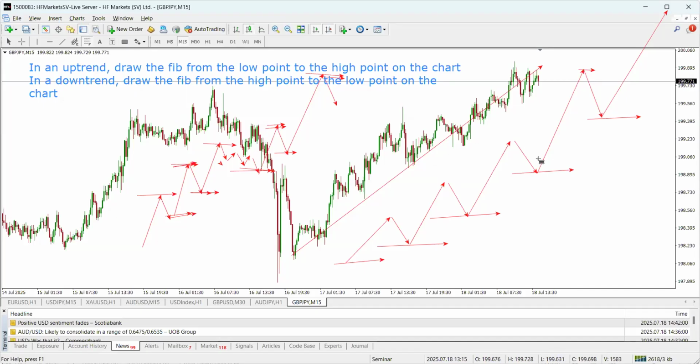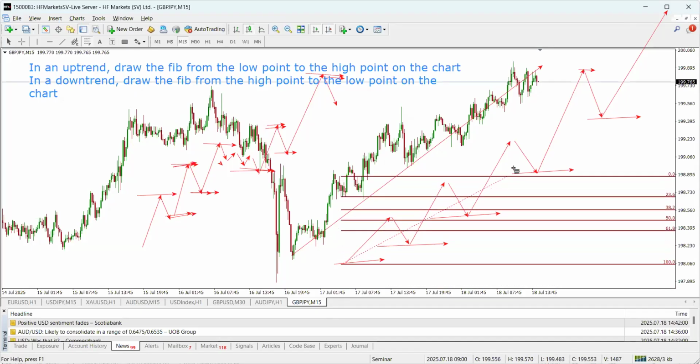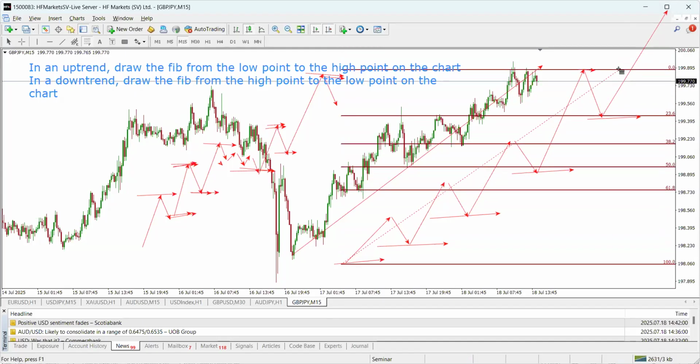Because this is an uptrend, let's first use my drawing so I can show you what I'm referring to. I can simply pick it from the lowest point and drag it to the highest point. I just did it on my own drawing on my own screen. You notice that it starts to show us different price options here: 23.6, 38.2, 50.0, 61.8, and there are many more as well, but these are the most common ones.